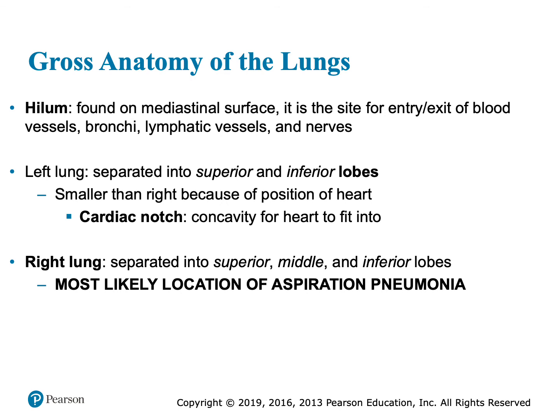The left lung has 2 lobes, so a superior and inferior lobe. I mentioned that cardiac notch because we have to put our heart in there, right? Then we have the right side, so superior, middle, and inferior lobe. And I've already mentioned that the primary right bronchus is wider and straighter.